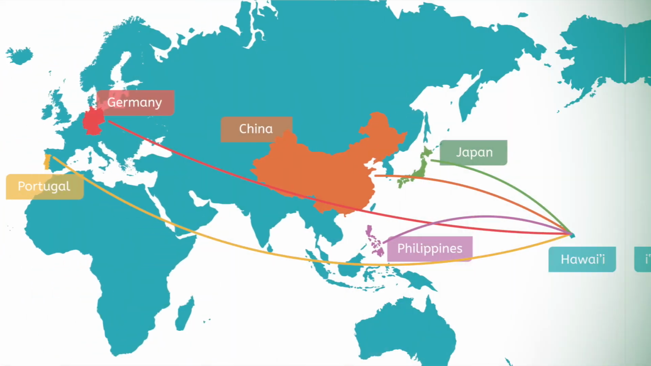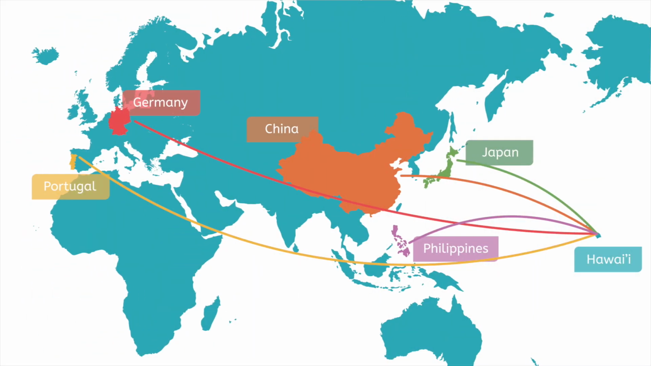To meet demand, American plantation owners recruited laborers from places like China, Japan, the Philippines, Portugal, and Germany. Plantation owners segregated laborers by nationality, hoping that language and cultural barriers would prevent them from banding together against their employers. Laborers were housed in segregated camps within the plantations.